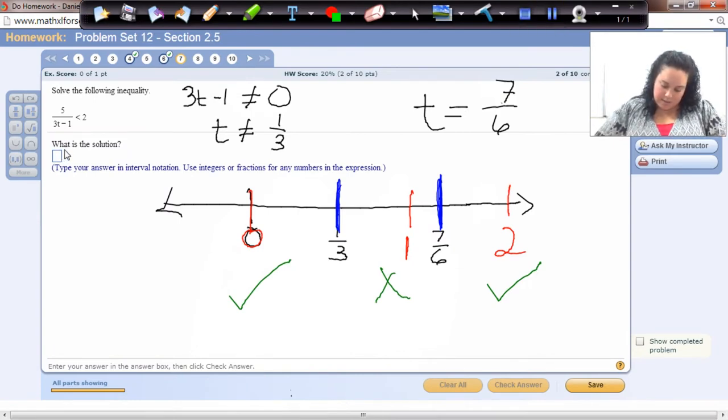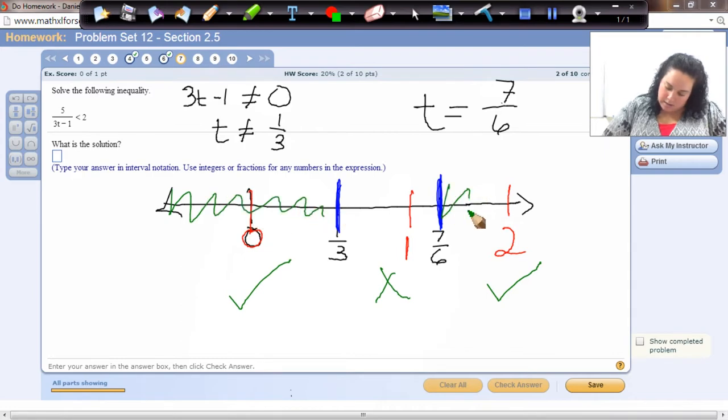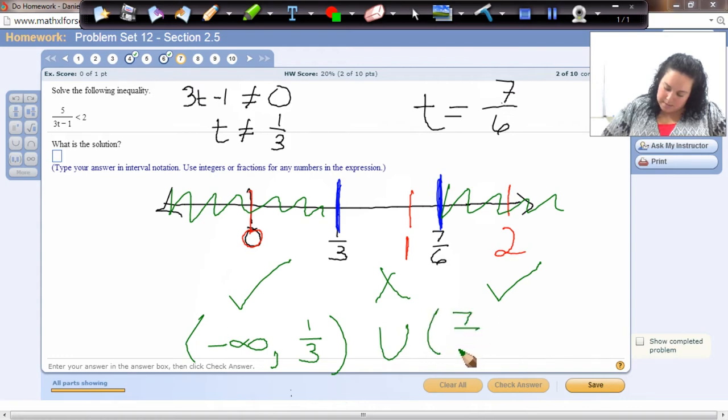So we can type in that solution. It's going to look like this: from negative infinity, here and here, so from negative infinity all the way up to 1/3, and not including 1/3, union from 7/6 all the way up to positive infinity. Great.